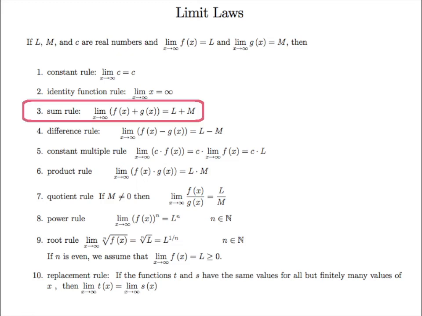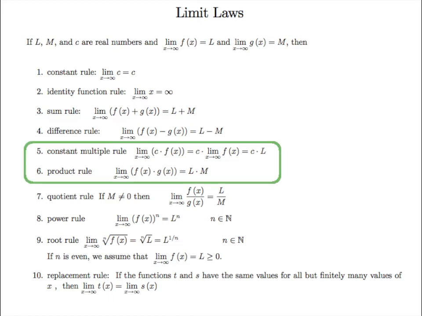If the limits are both numbers, then the sum rule is that the limit of the sum is the same as the sum of the limits. So it doesn't matter. Take one limit, take the other, add, or add first and then take the limit. Same thing. Now for number 5 and 6, this is the beginning of something that we're going to keep doing, so we might as well get used to it now.